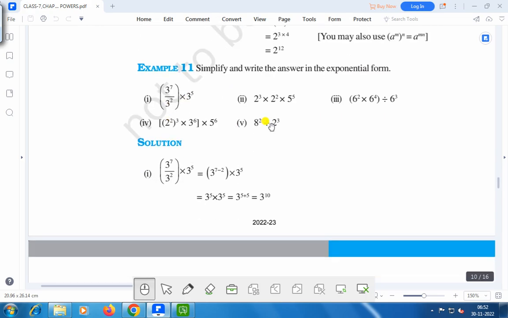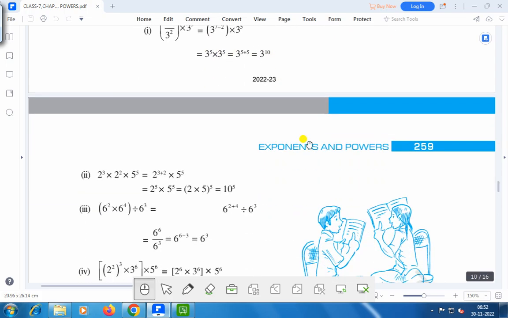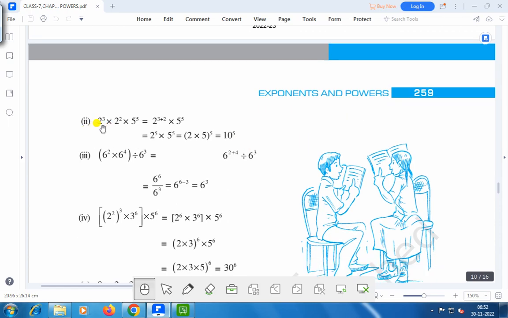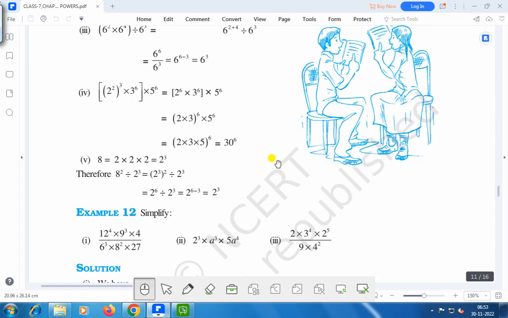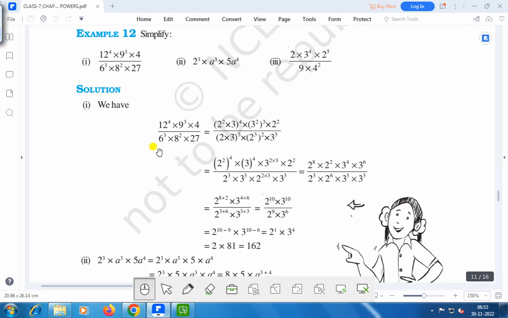Simplify and write the answers in the exponential form. You can do this in the same way. 3 to the power 7 by 3 to the power 2 into 3 to the power 5 is 3 to the power 7 minus 2, that is 5, and 3 to the power 5 into 3 to the power 5 is 3 to the power 5 plus 5, 3 to the power 10. In the same way you can do this also: 2 to the power 3 into 2 to the power 2 into 5 to the power 5. 2 to the power 3 plus 2 is 5, into 5 to the power 5, or 2 to the power 5 into 5 to the power 5. 2 into 5 is 10, so 10 to the power 5. In this way, you can solve all the problems.